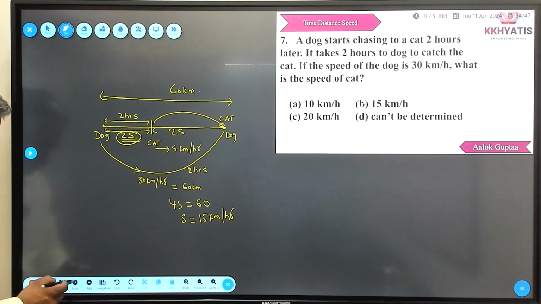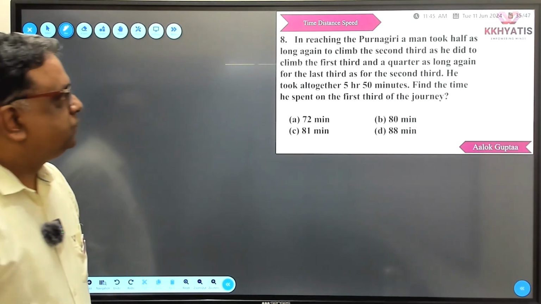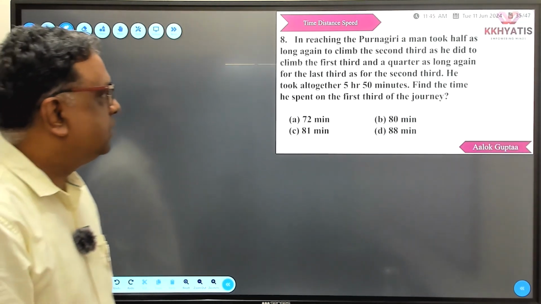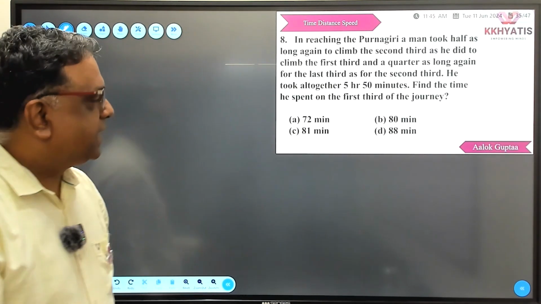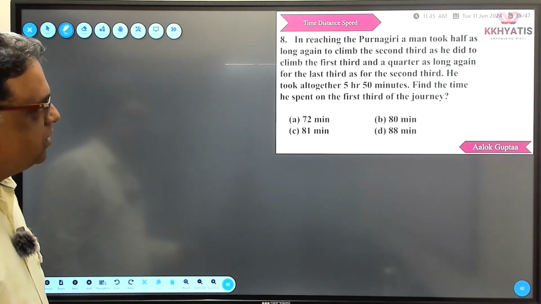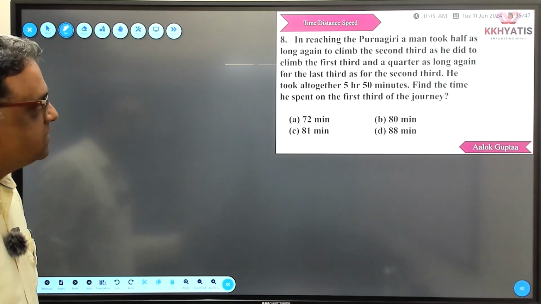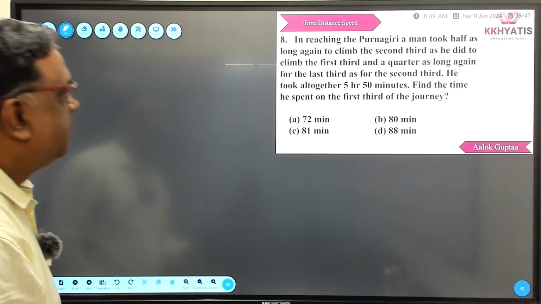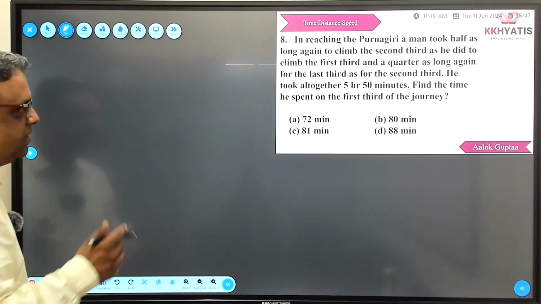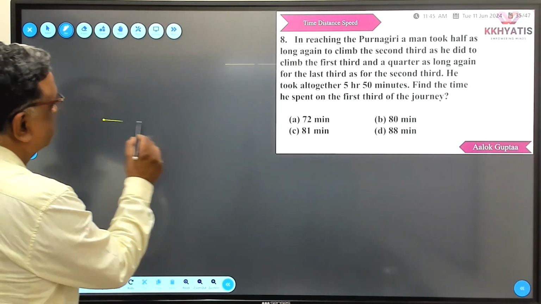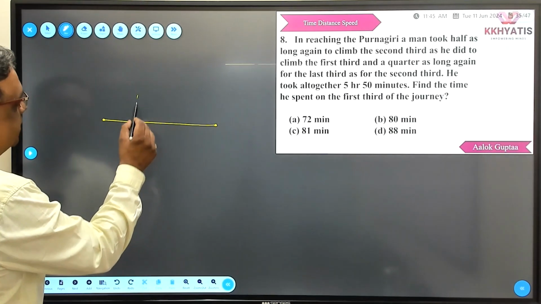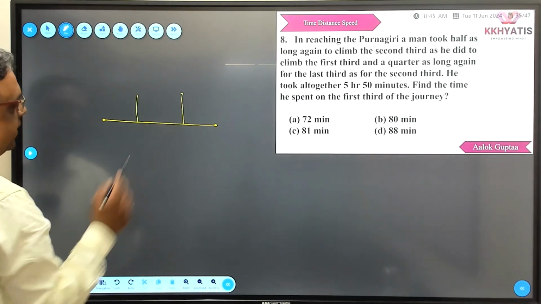In reaching Purnagiri, a man took half as long again to climb the second third as he did to climb the first third, and a quarter as long again for the last third as for the second. He took altogether 5 hours 15 minutes. Find the time spent on the first third of the journey. So what they're saying is, it has been divided into 3 parts.